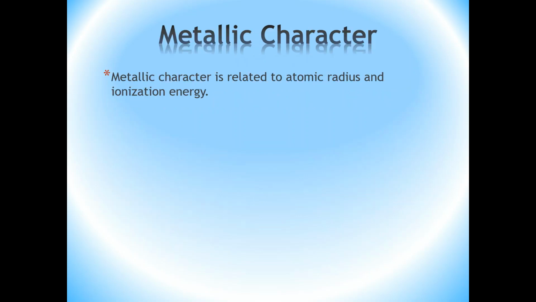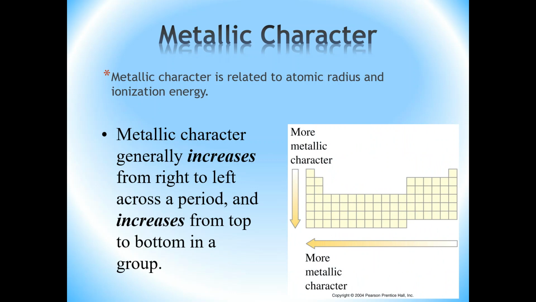So when it comes to metallic character, it is actually related to atomic radius, which in turn relates to the ionization energy. And what you'll find is that metallic character tends to increase as you go down any group, and it also increases as you go from right to left of any period. All right. So basically, you can predict which element is more metallic than which based on their relative positions in the periodic table.